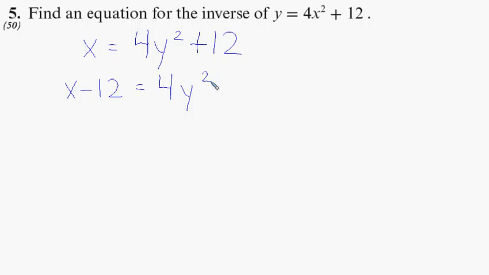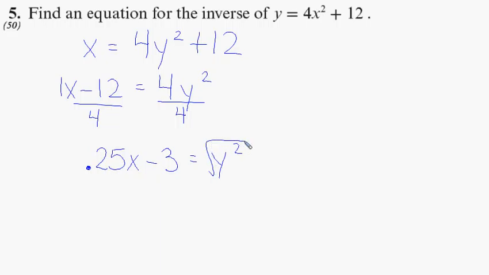All right? And now, if we divide both sides by 4, that gives us, do you see that technically that's a 1/4? So I'm just going to write this as 0.25 x minus 3 equals y squared. Now the reason I'm doing this is because we're going to have to take the square root of both sides, and I guess it makes it a little bit easier.